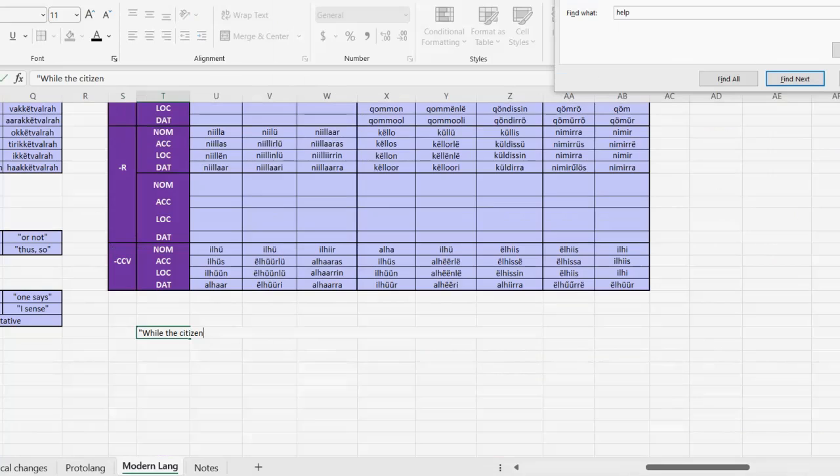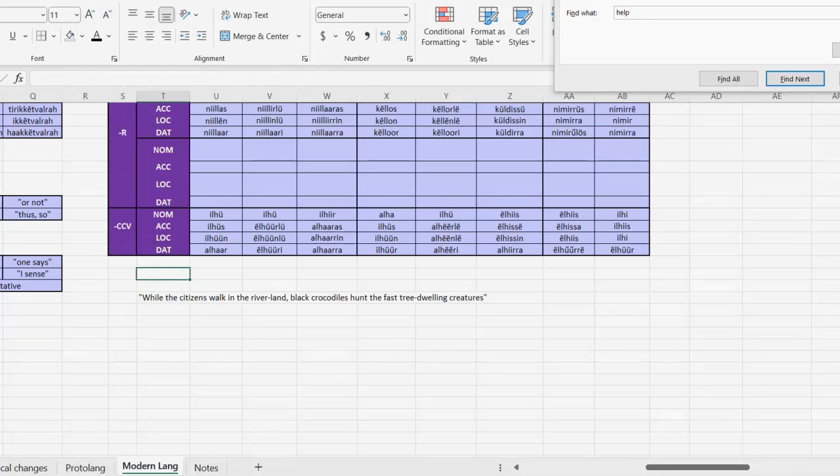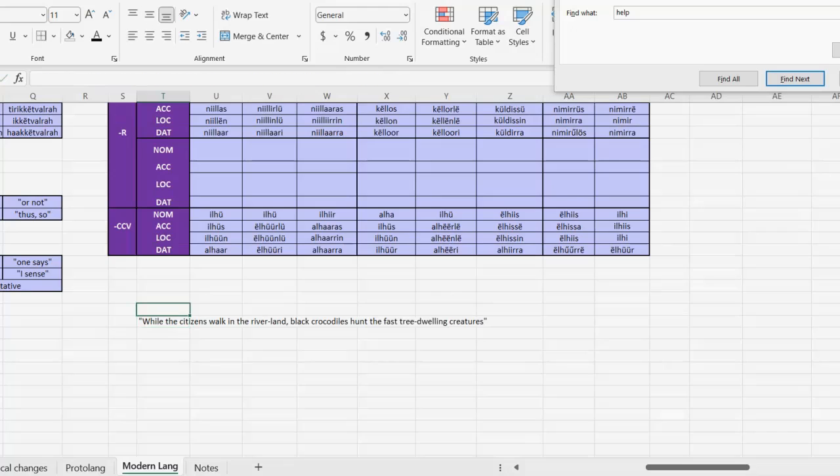While the citizens, and let's make it plural because I tend to underuse plurals, while the citizens walk in the riverland, black crocodiles hunt the fast, tree-dwelling creatures. And just for the hell of it, let's make it habitual, because we haven't used one of those in a while. So it's just sort of a general truth that when citizens go walking in the riverlands, the black crocodiles hunt the fast, tree-dwelling creatures. It's just the standard state of affairs.